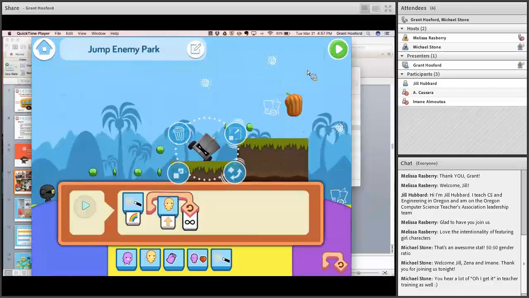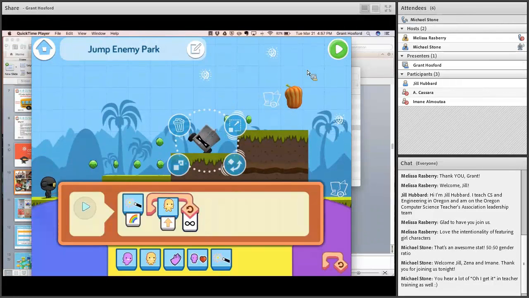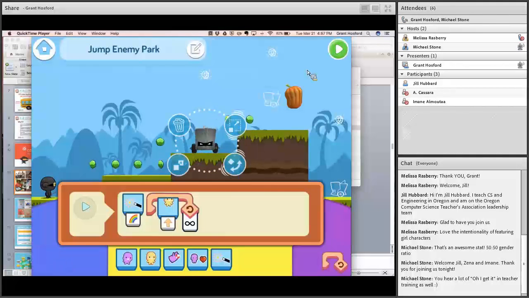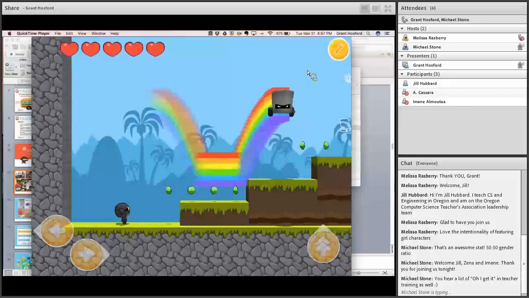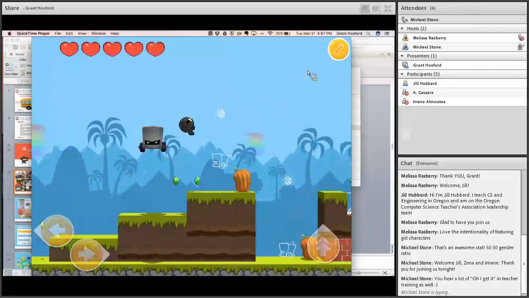So when they're in create mode, they can scale objects up and down. They can rotate those objects. They can delete them. They can copy them. But the most important thing is they can program them. So if you look at this little bad guy here, I've programmed him to make a rainbow and then jump around in an infinite loop. So we can push play and see that that's kind of cool. He's making his rainbow and jumping.